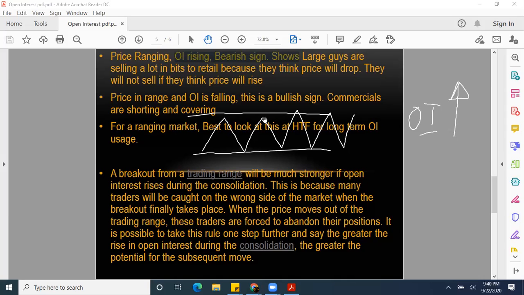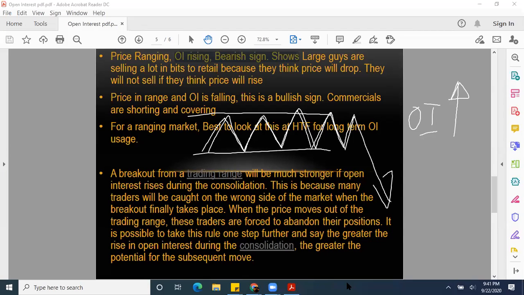It simply means the big guys are not really moving price, but they are selling into bids because the retail traders think that price will rise. So the big guys are selling to them. And after a while, what will happen? Price is going to drop.